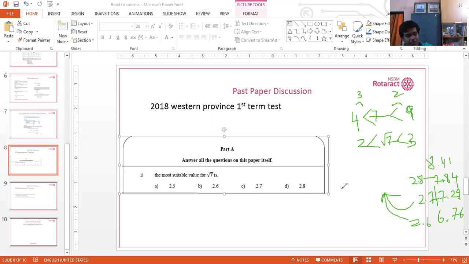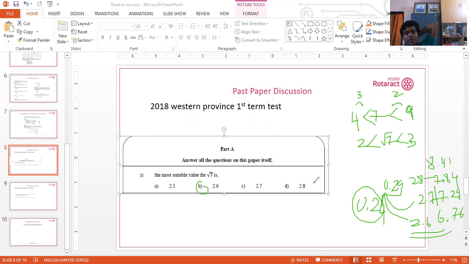7.29 minus 7 gives 0.29. Then 6.76, let's take the difference: 7 minus 6.76. You can't use calculators, I'm just using it because I need to be fast to end this now. 0.24. So 0.24 is closer. 2.6 is your answer.